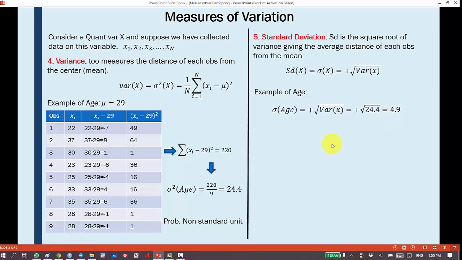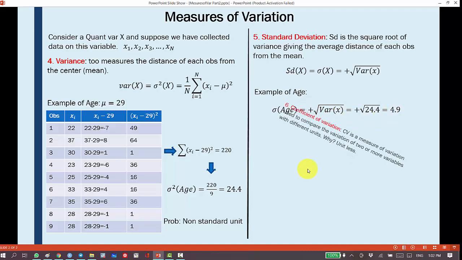If you recall, the value of mean absolute deviation was very close to this number. In fact, the two are giving us the same idea. That is, the distance of each observation from the mean is 4.9 years on average. This 4.9 years means that the distance of each observation from the mean is on average 4.9 years.